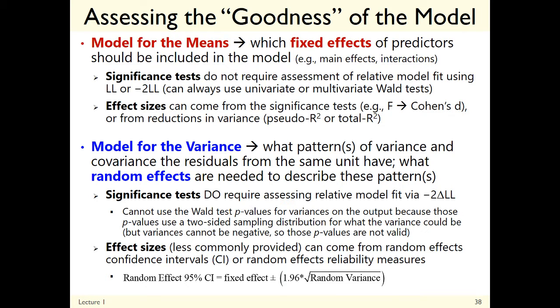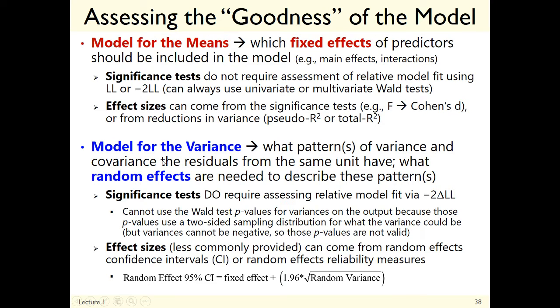When you're assessing the model for the variance, the idea of what effects need to be random and how do you know if it's good enough, that's when you do need to do some kind of -2 log likelihood test. And so significance tests for new random terms, for new variances, such as a variance of an intercept, the variance of a linear time slope we did in the previous example, because variances can't be negative, we can't stare at the p-value that shows up on the Wald test. We have to do a -2 log likelihood comparison. Effect sizes, though, are less commonly provided, but I would argue just as useful when it comes to assessing variance.